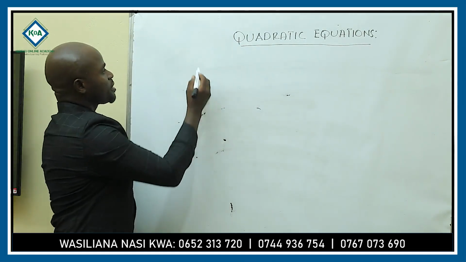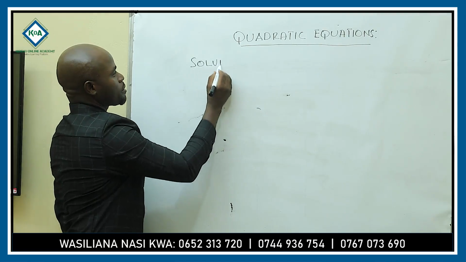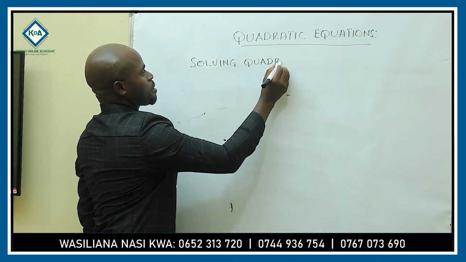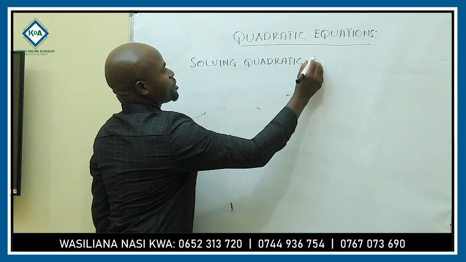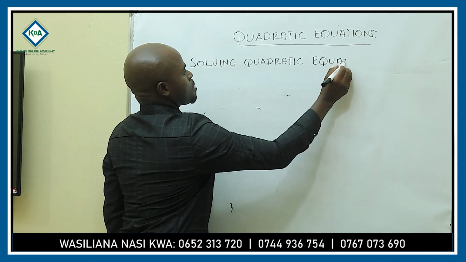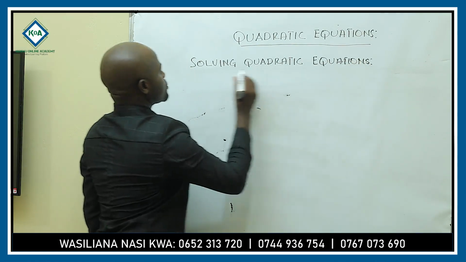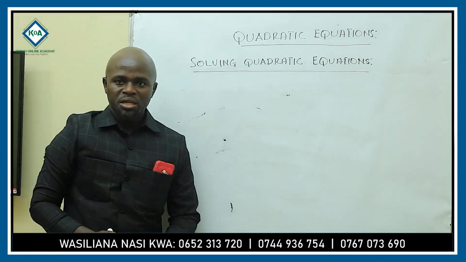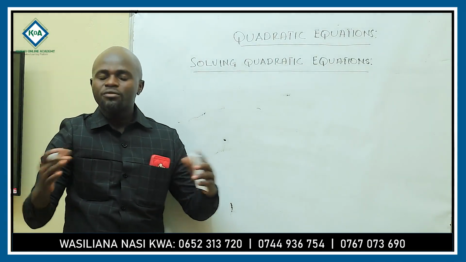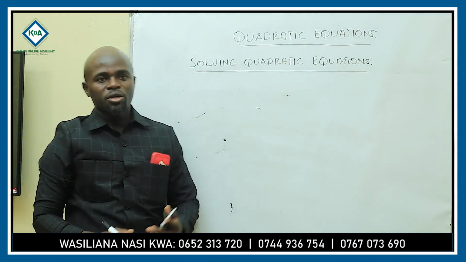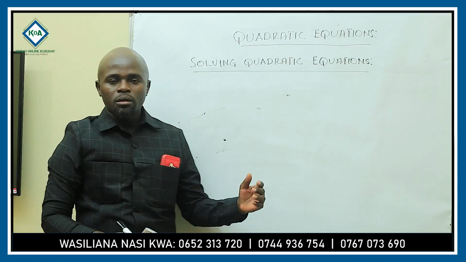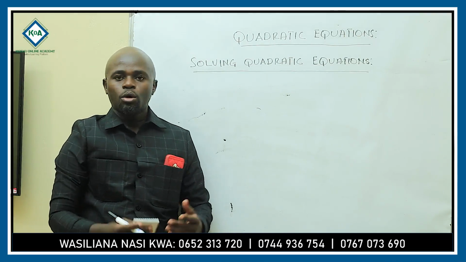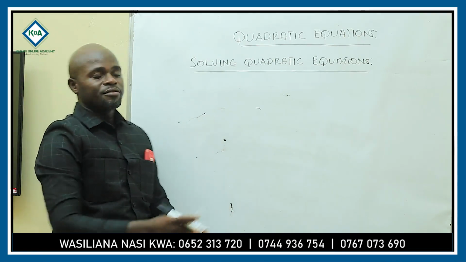So this is solving quadratic equations. Solving quadratic equations. Solving means we have to find the value. We have to get the value of something. In quadratic equations, we are only interested in how we can get the value of a certain letter. It can be x, y, or b, any letter. So how can we get the value of that letter?